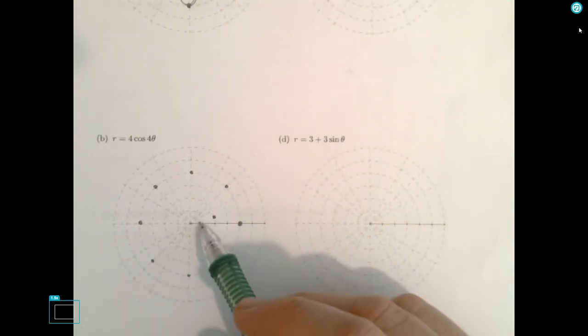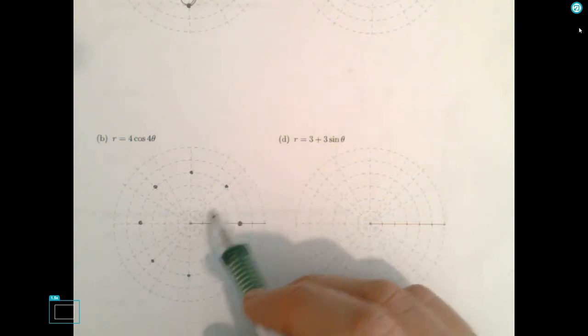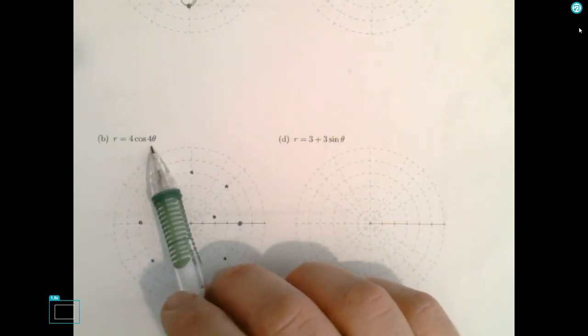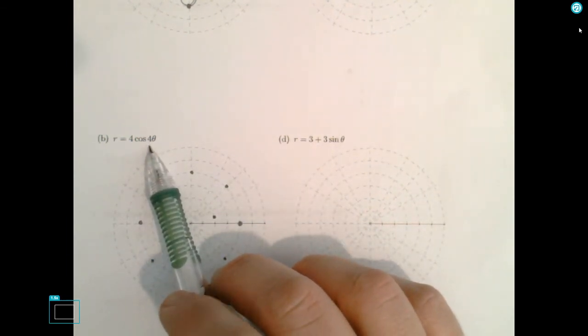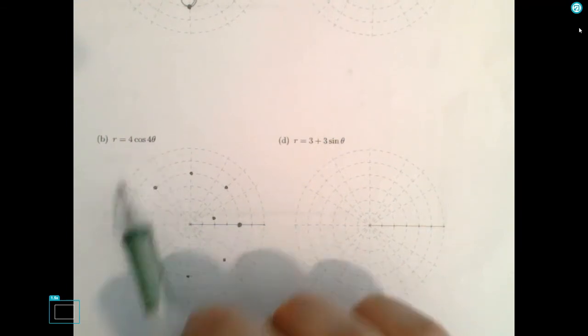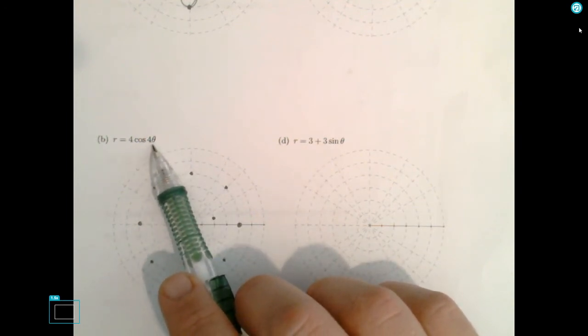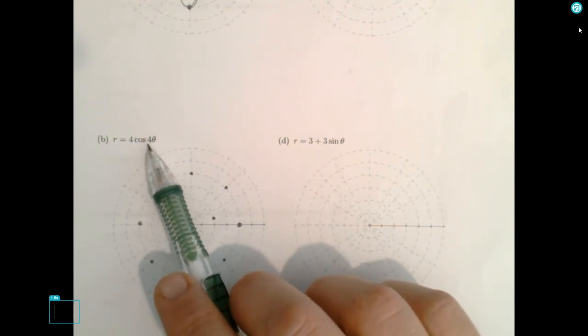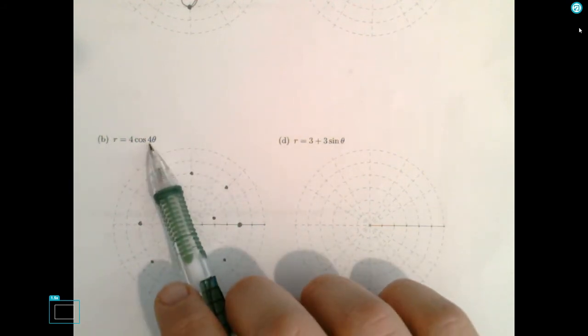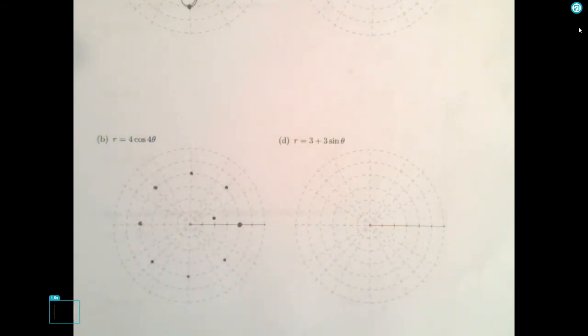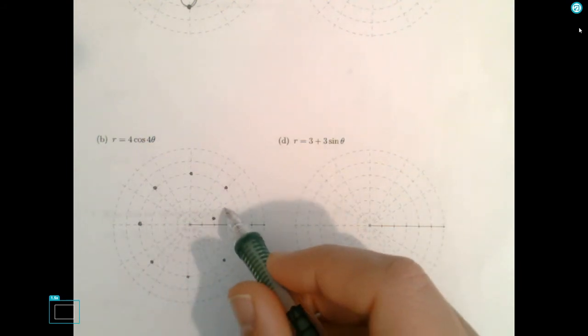And I kind of sense that if I plugged in pi over 6, I would end up at 0 probably. Let's see. 4 times pi over 6 is 4 pi over 6, which is 2 pi over 3. Oh, maybe not. Where do I end up at 0? I end up at 0 whenever cosine of 4 theta is 0. That's going to happen whenever 4 theta equals pi over 2, right? So that would happen at pi over 8, actually. So a little bit before then, I'm going to end up back at 0.